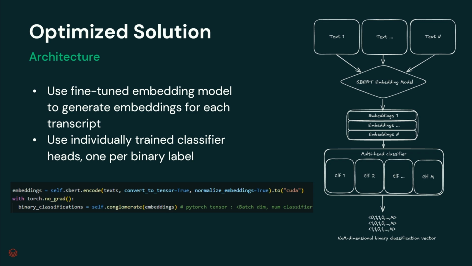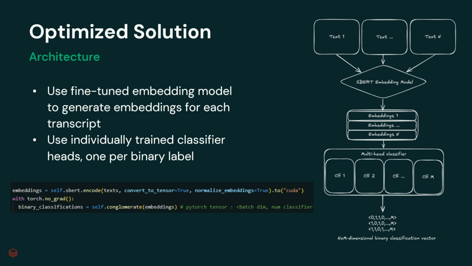So looking at the architecture on the right-hand side, we have the full transcripts coming in. It's going to be processed by our fine-tuned embedding model, which is going to generate dense vector representations for every single transcript. And then those go into our multi-head classifier, where each head is going to predict yes, no, true, false for every given vector. And we expect the output to be a binary classification vector.